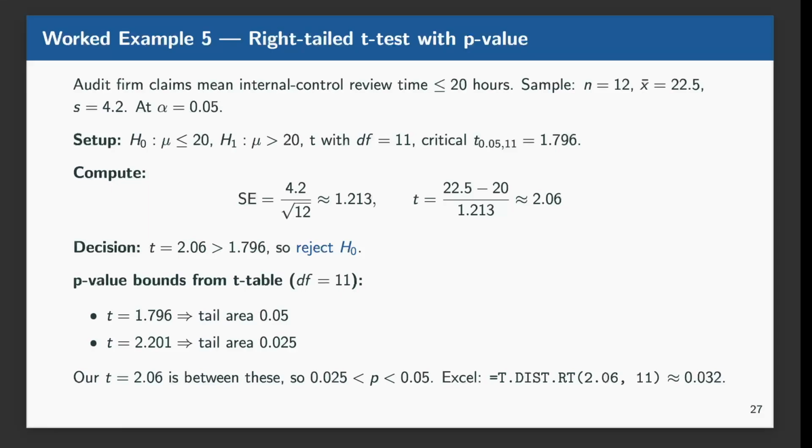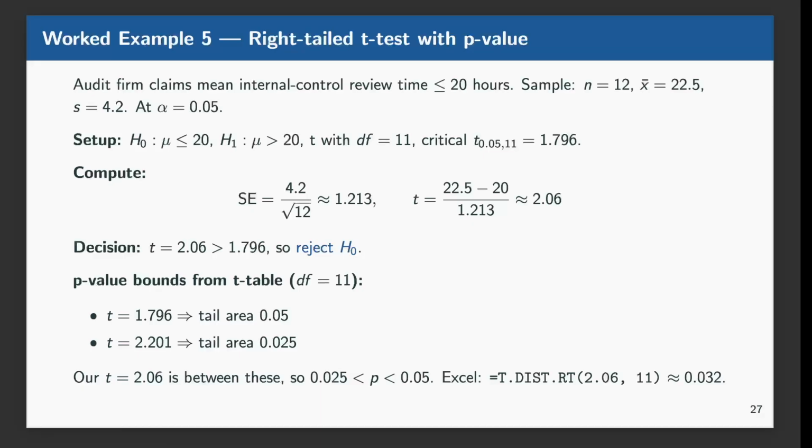For the computation, the standard error is 4.2 over the square root of 12, which is approximately 1.213. Then t equals 22.5 minus 20, divided by 1.213, which works out to approximately 2.06. For the decision, since 2.06 exceeds 1.796, we reject H0.